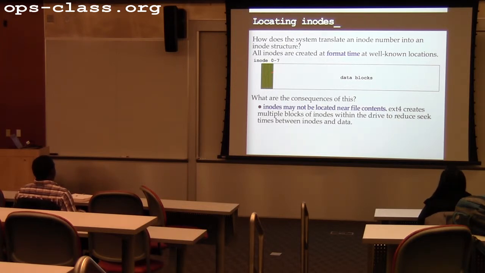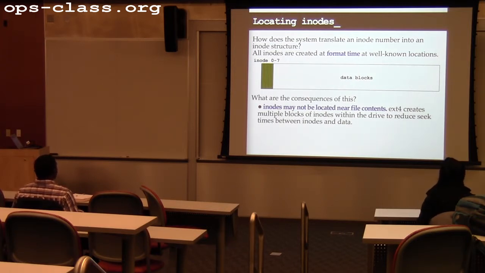Let's say this was my disk, and I put all the inodes here. What would happen is that a lot of times I'd be seeking back and forth between my inodes and my data blocks, and I could potentially have really long seek times. So what EXT4 actually does, and again, these are all configurable parameters when you format the disk, is create multiple inode groups throughout the disk. So if this was my big, huge 2 terabyte hard drive, I wouldn't have all the inodes right here. I'd have a bunch here, a bunch here, a bunch here, a bunch here. And then when I start allocating files, I try to find an inode, and then I try to find data blocks that are close to that inode.